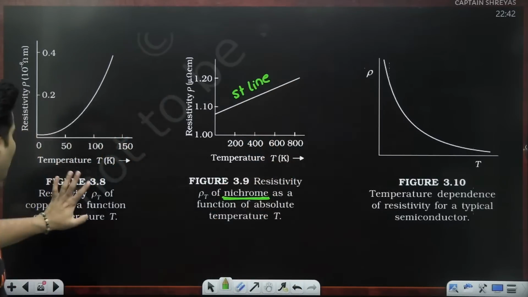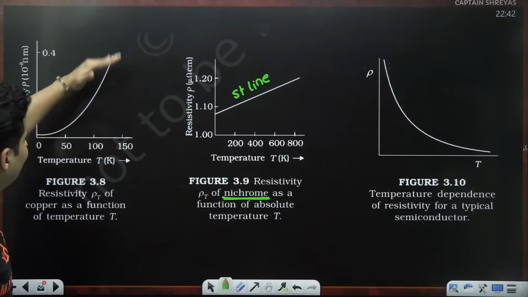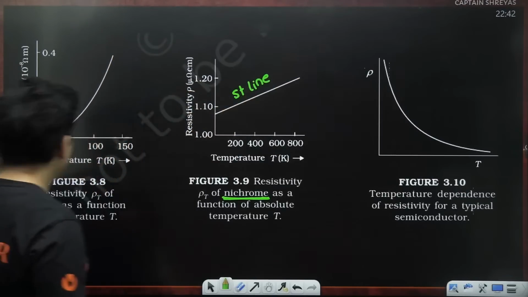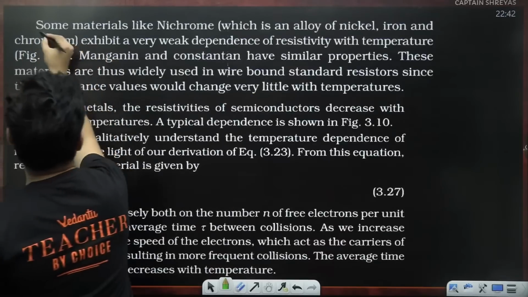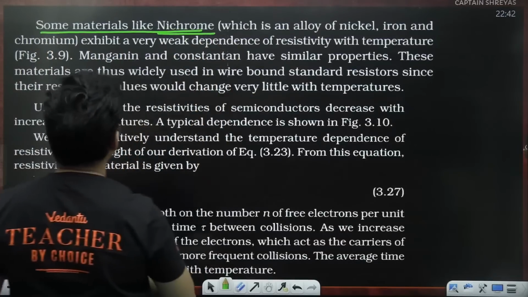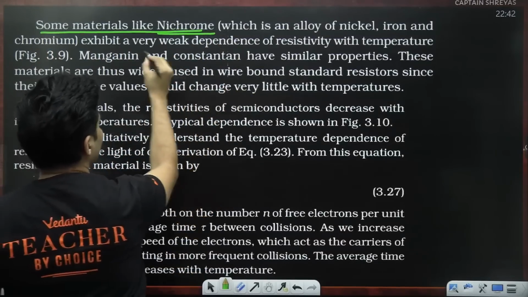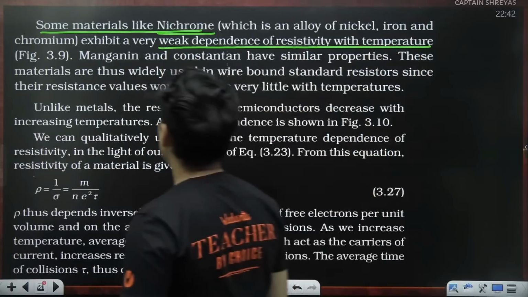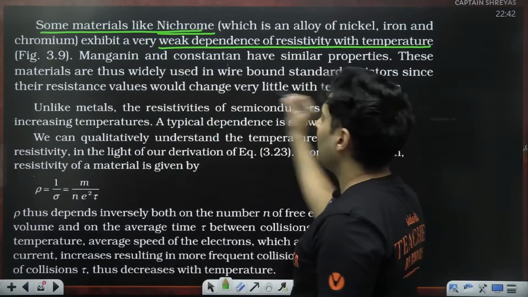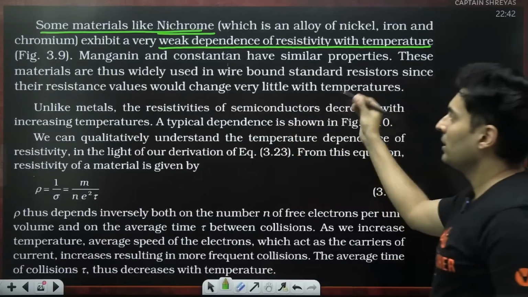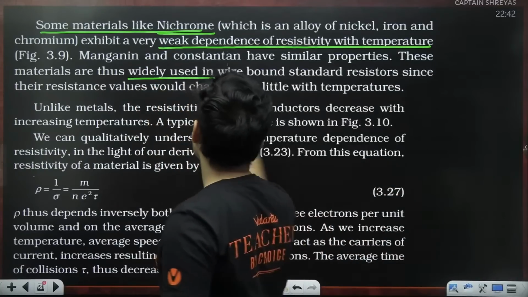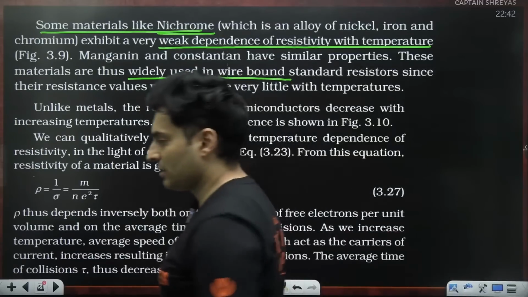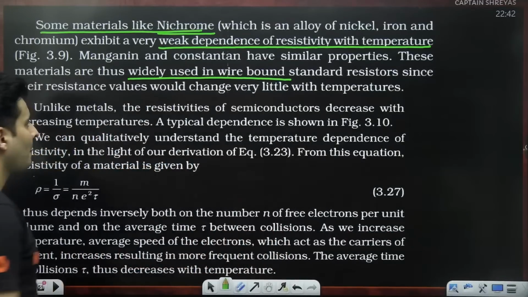So unlike copper or maybe aluminium where the graph is non-linear for a wide range, here it is a straight line. That is why they have clearly mentioned some materials like nichrome. You can see there is hardly any dependence, very weak dependence with the temperature, and that is why they are widely used in wires, because you know how the temperature will affect the resistance. It's a linear relationship.